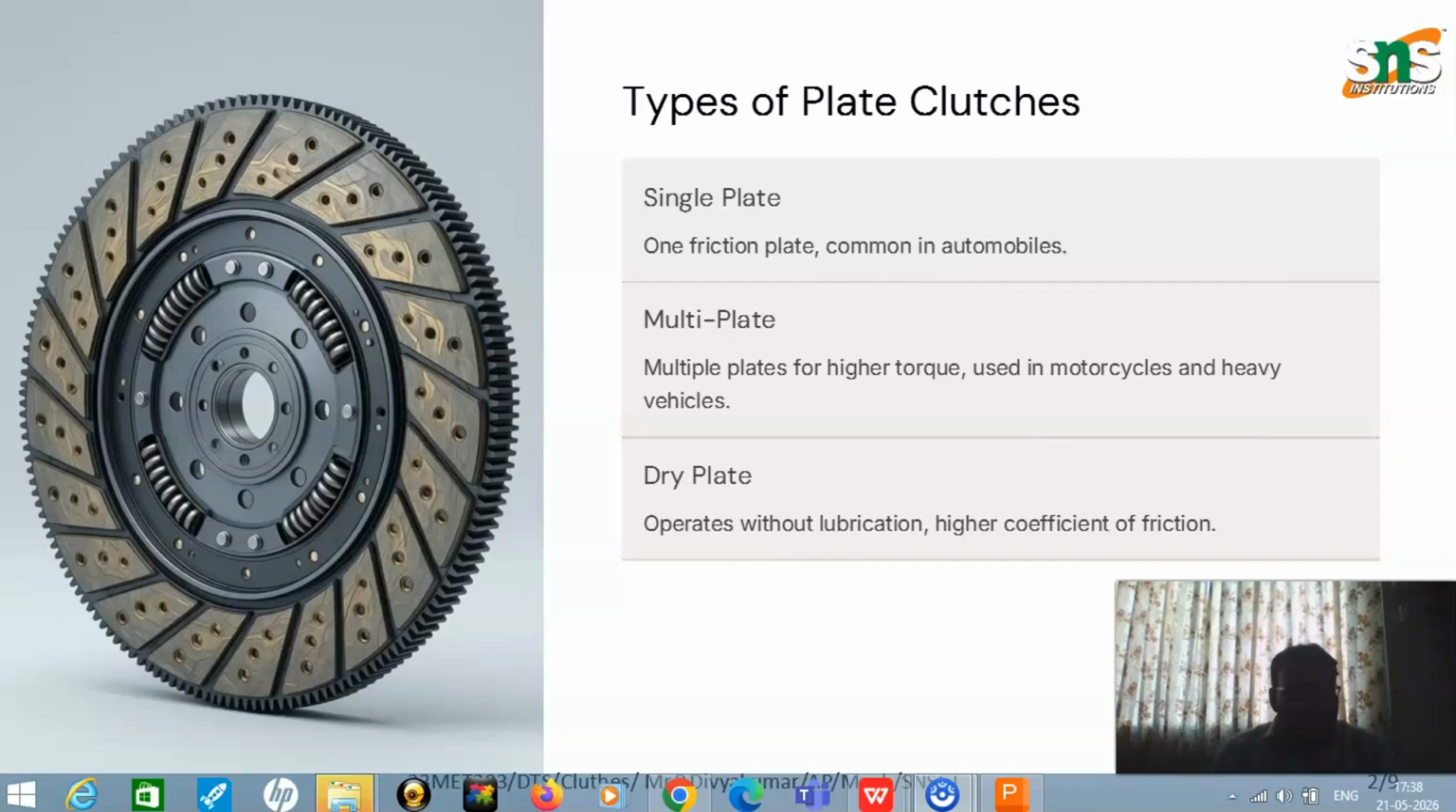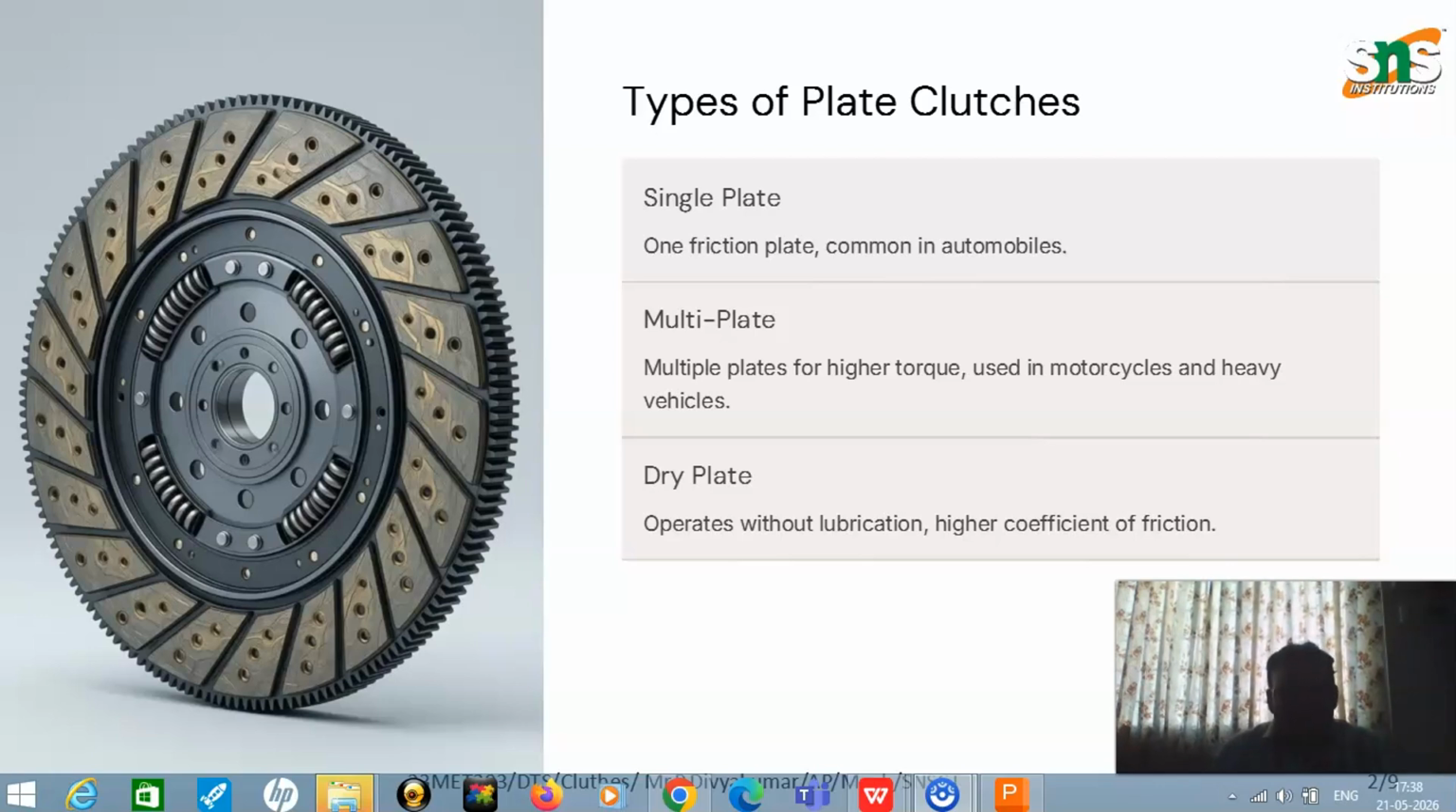Why is there a need for a clutch? A clutch is necessary because the engine rotates continuously while the vehicle may need to stop, and smooth starting of the vehicle requires gradual engagement. Gear shifting requires temporary disconnection of power, and it also protects the transmission components from shock loads.